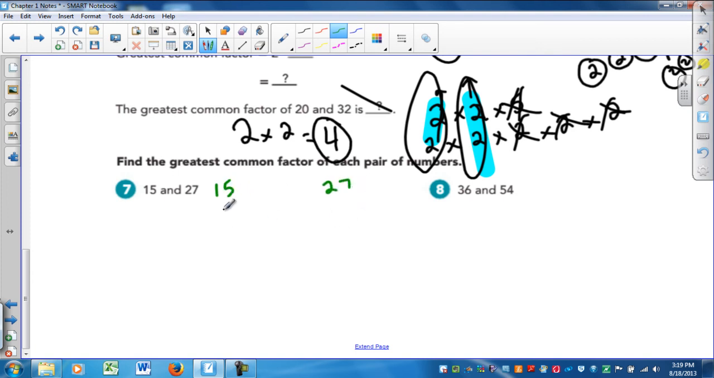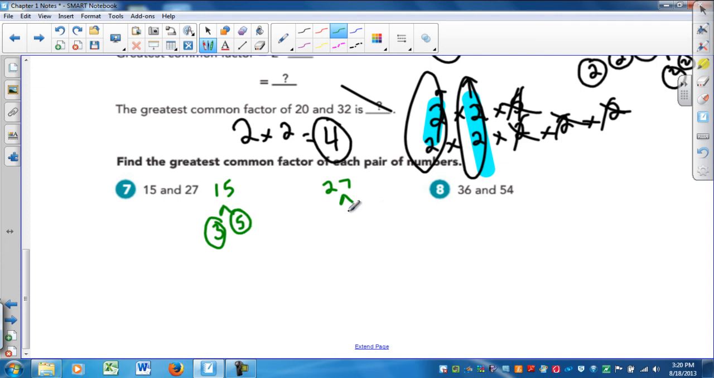This is where we start. This is the method I want you guys to use more than the other. This method is easier. Trust me, okay? How do I break down 15 into prime numbers? Well, I know that 3 times 5 is 15. And then I know that both 3 and 5 are prime.